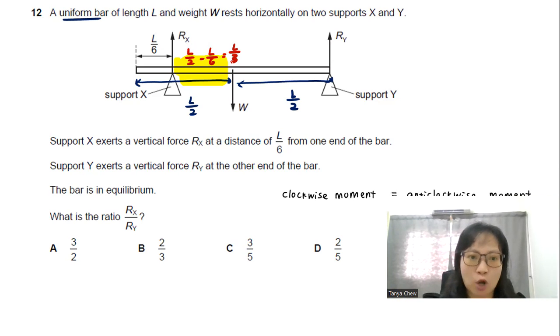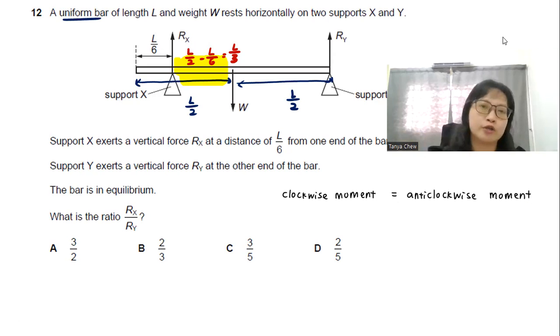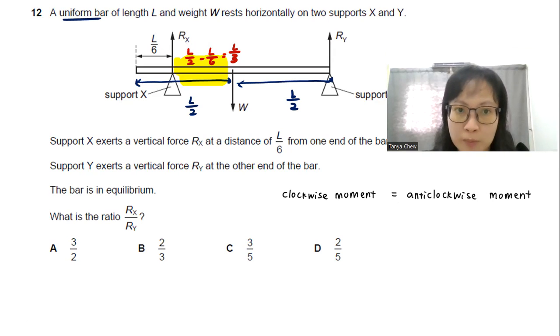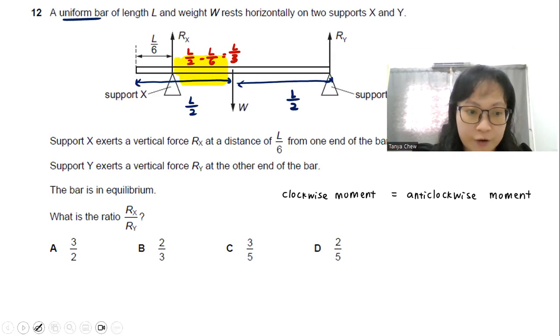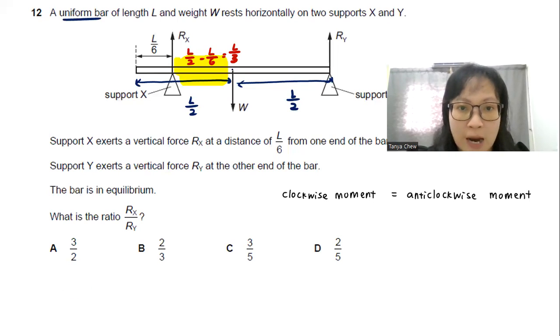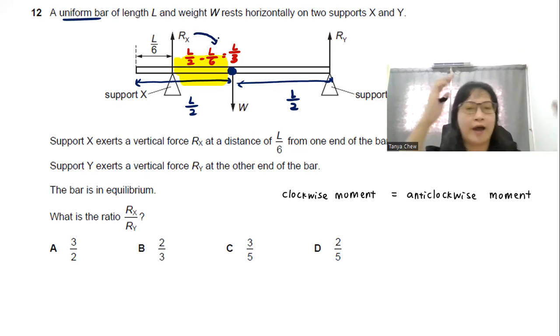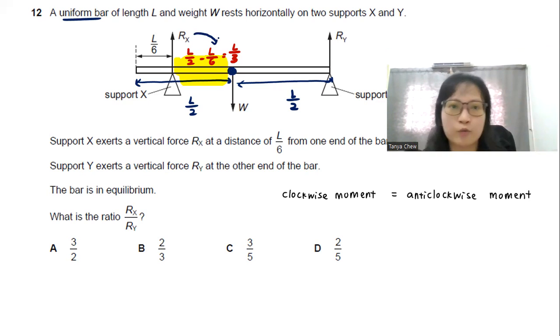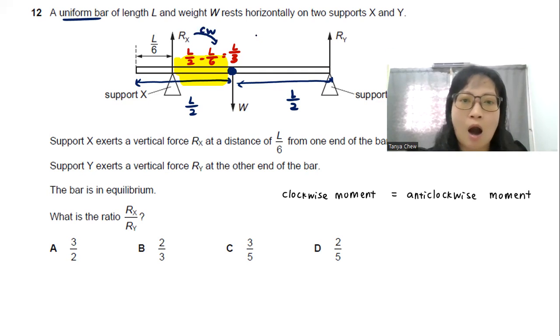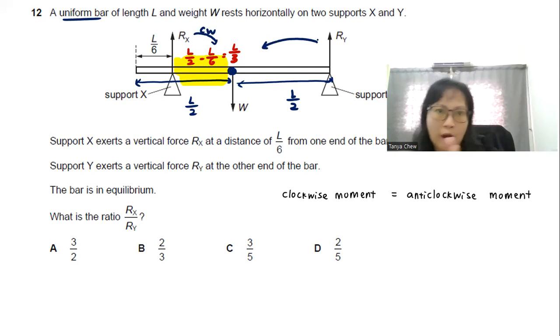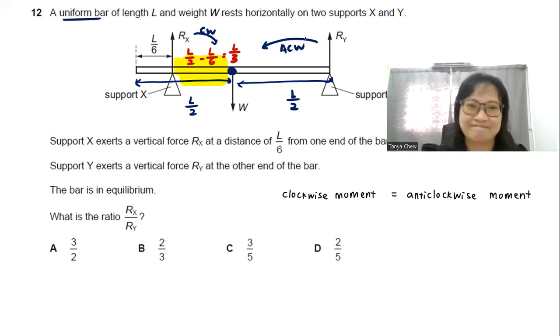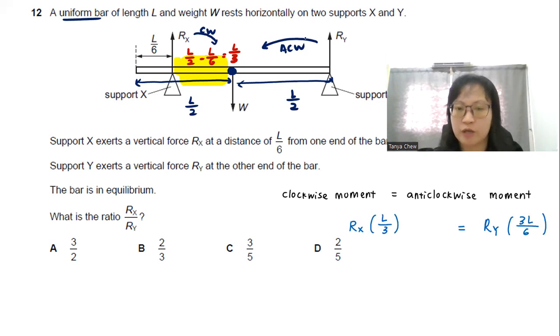Since the bar is in equilibrium, I can use the principle of moments. The total clockwise moment equals the total anti-clockwise moment. I will set my pivot first. My pivot is at W because I don't want to find the value of W, since they don't give me the value of W. Rx towards W turns that way, which is a clockwise moment. Ry to W, on the other hand, Ry going up, turns that way, which is anti-clockwise.